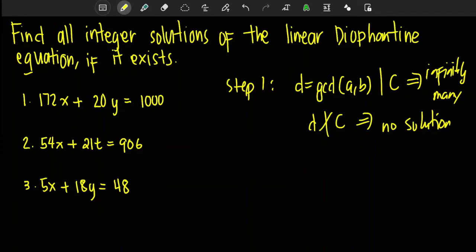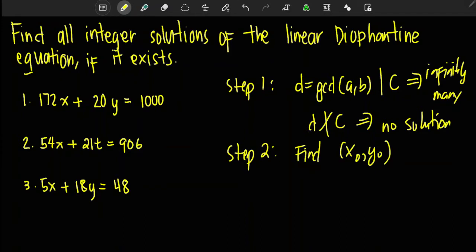Si D na GCD ni A and B, dinidivide ba niya si C or hindi? Kung dinidivide siya si C, then may solution. Kung hindi niya dinidivide si C, edi walang solution. So, ano yung next step? Ang next step is to find a particular solution. So, paano natin ulit hahanapin yung particular solution?